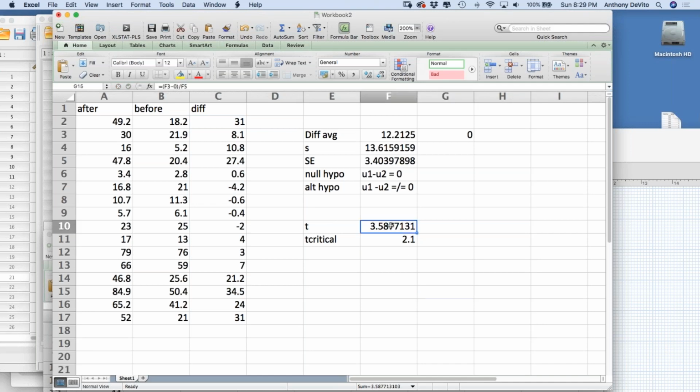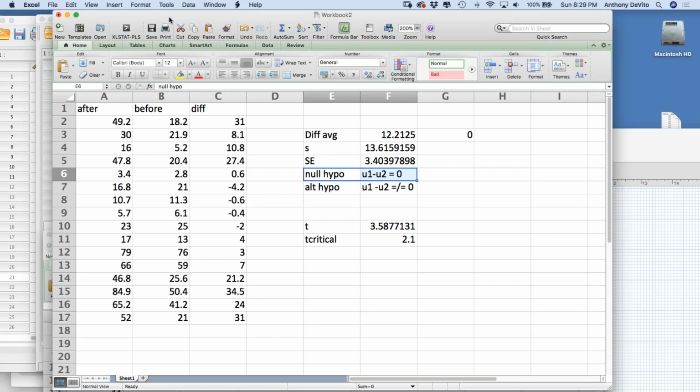So my t calculated is bigger than I need it to be to reject the null hypothesis. So I can go ahead and reject the null hypothesis that mu1 minus mu2 is equal to 0. In other words, there's no difference, and accept the alternative hypothesis that there is a difference. And if it had been less than 2.1, I would have failed to reject the null hypothesis. Right? Doesn't mean the difference is 0. This means I failed to prove that it wasn't 0.